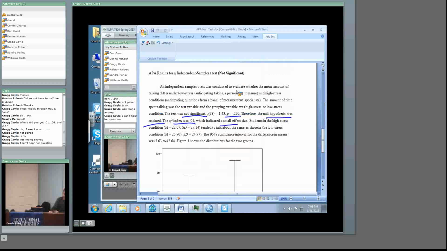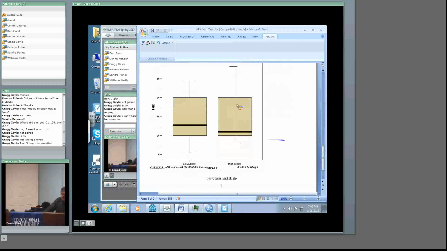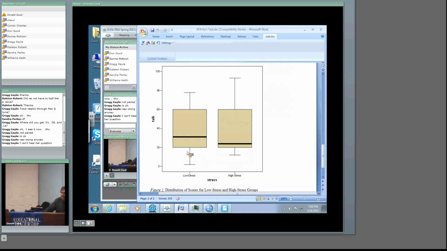And then students in the high stress group, mean, standard deviation, about the same, because it's not significantly different than the other one, mean, standard deviation. Report the confidence interval, and notice in the box plot how close those things are together. That's because it's not a significant difference.